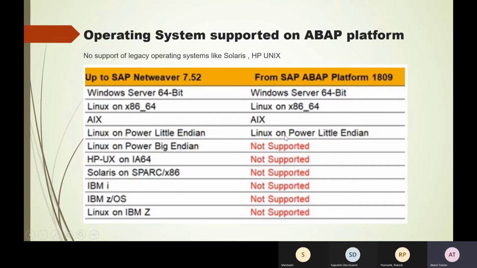AIX or Linux on Power Little Endian. This is the IBM OS, and it is also based on Linux. You cannot install the SAP application on HP Unix or Solaris. You can install your database only on Linux platform and Linux on Power Little Endian. But the application can only be installed on these 4 operating systems.